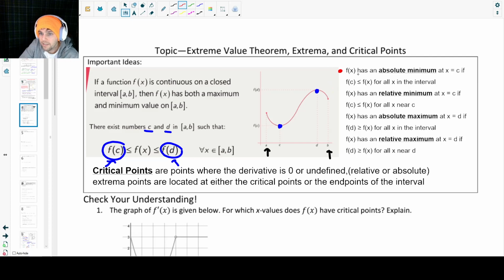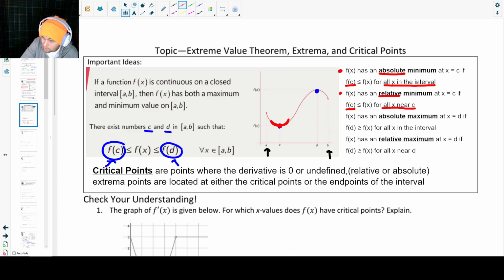Alrighty, so a couple little definitional things here. It says f of x has an absolute minimum at x equals c if f of c is less than or equal to f of x for all x in the interval, for every value in that interval. We call it an absolute minimum. So if the output is lower than every other value in that interval, then that's called an absolute minimum, versus something called a relative minimum. F of x has a relative minimum at x equals c if f of c is less than f of x for all x near c. So if we're only looking at a certain little area around there, kind of like this, that's called a relative minimum.